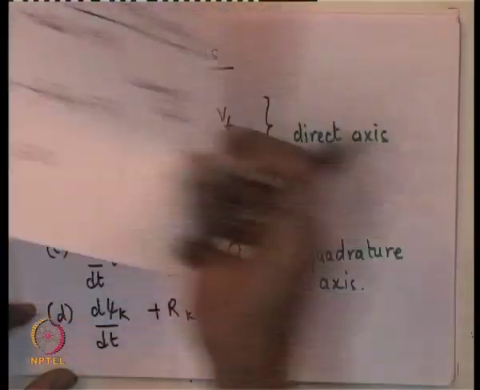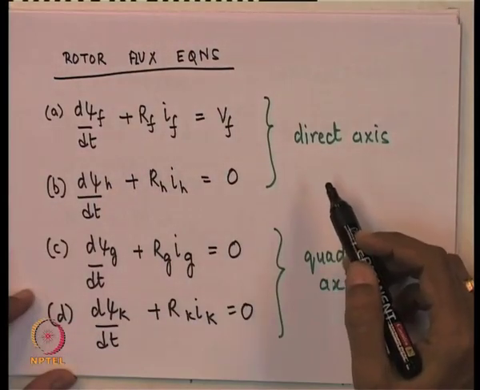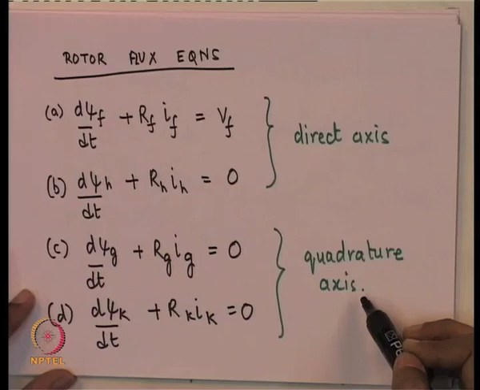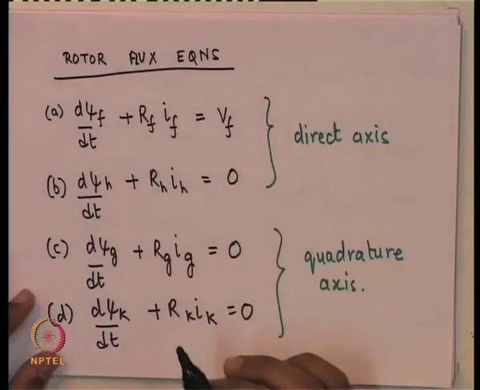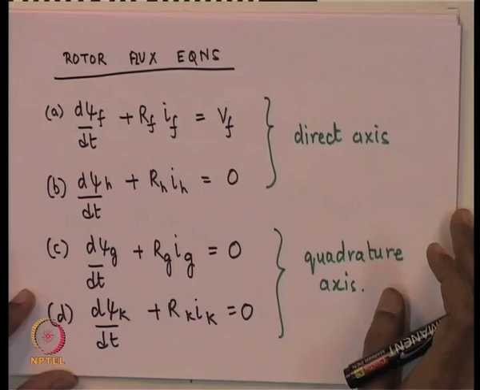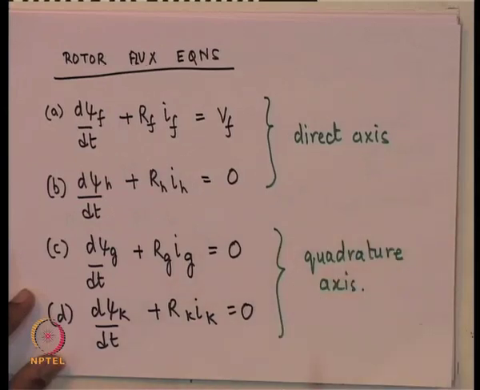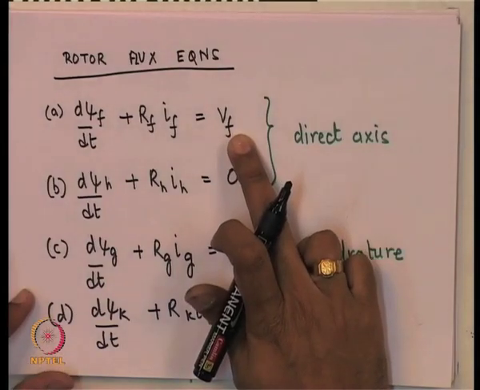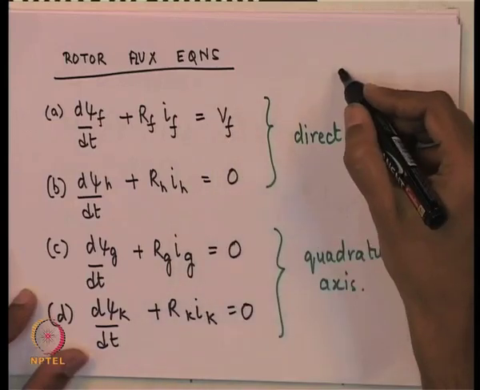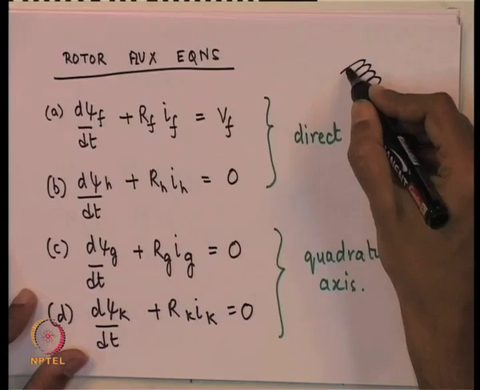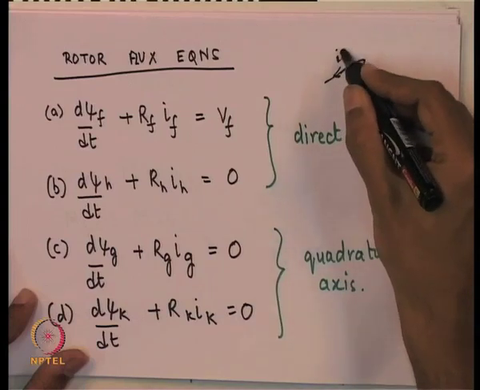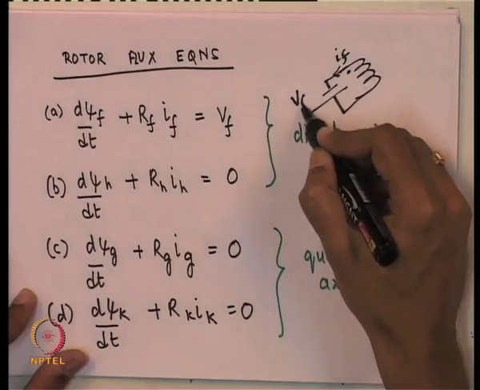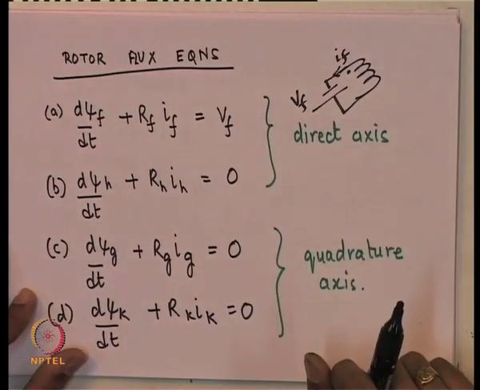Now, the rotor equations, recall that we have represented the rotor as two coils on the d axis and two coils on the quadrature axis. H, g and k are representing the effect of damper bars as well as eddy current effects in the machine. Now, Vf is the applied voltage on the field winding. If you recall an earlier diagram, this is If and this is Vf. So, this is the applied voltage on the field winding.